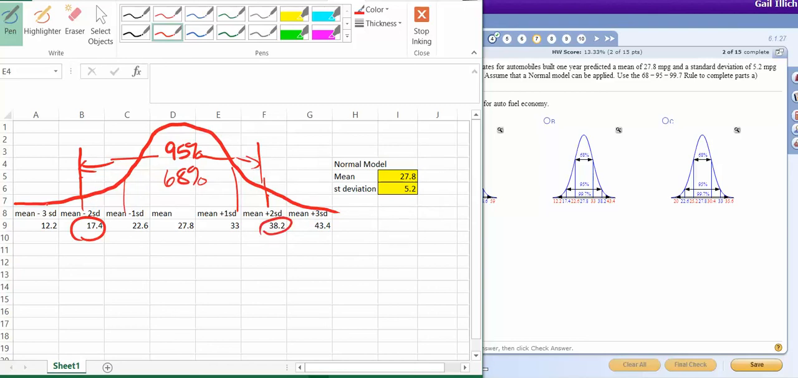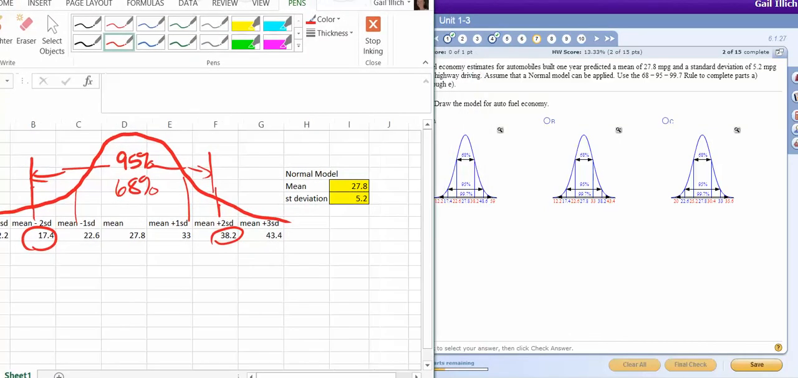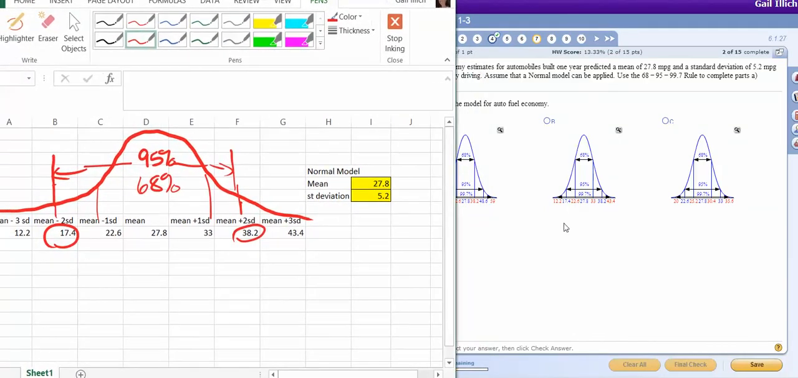And then 99.7%, so almost all the data, has miles per gallon between 12.2 and 43.4. So now that I have the model drawn, it should be pretty easy to pick which of these it is. It's going to be B here.